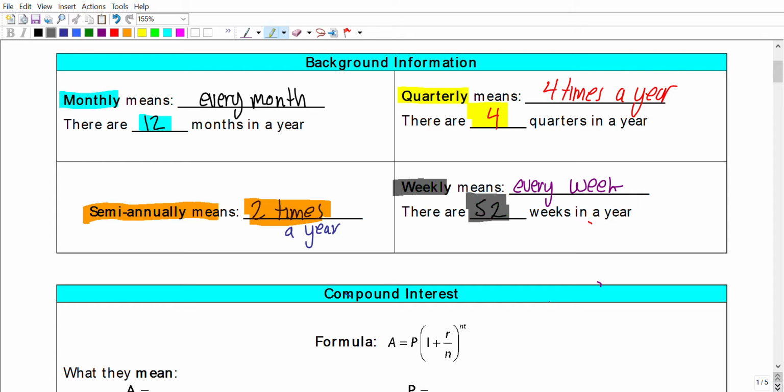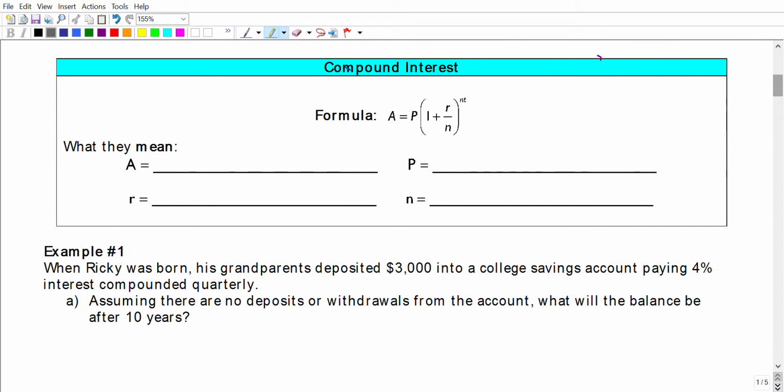Now, keep those 4 numbers, those 4 values, and those 4 keywords in mind, because when we talk about compound interest, we're going to be using those. Now, compound interest formula. Very similar to what we used yesterday, for example, with exponential growth.